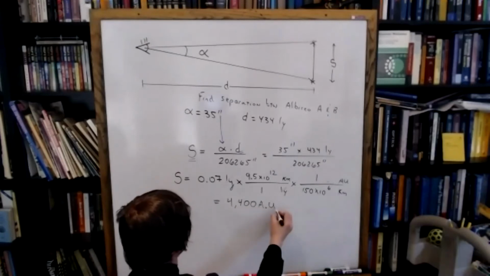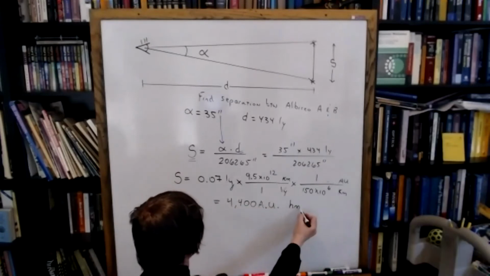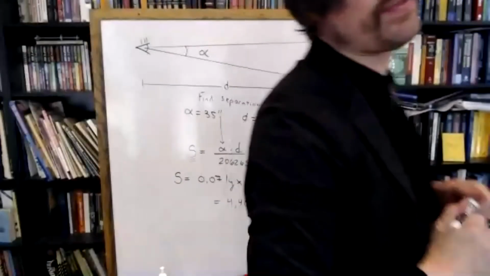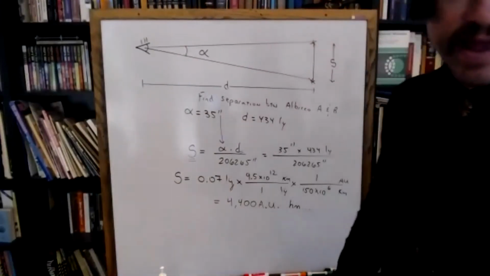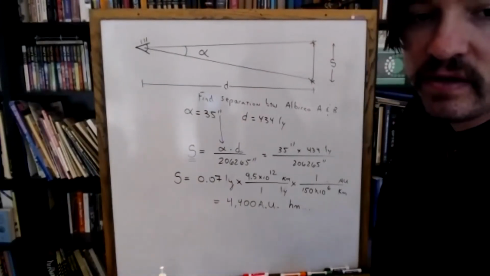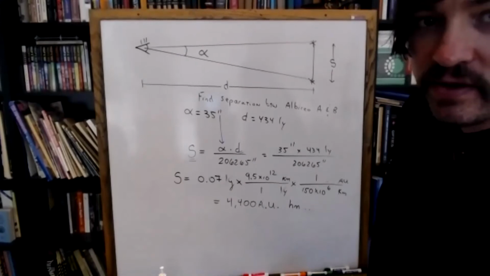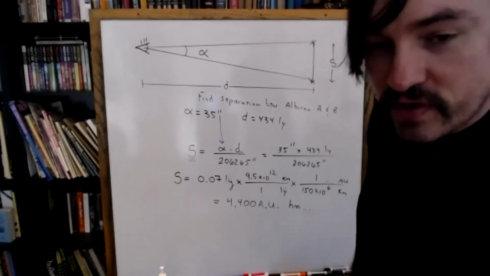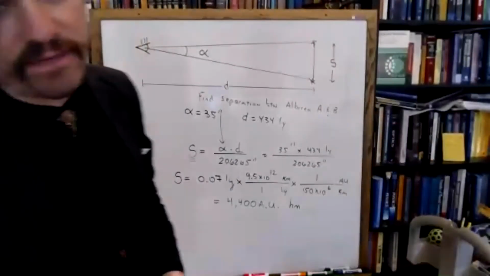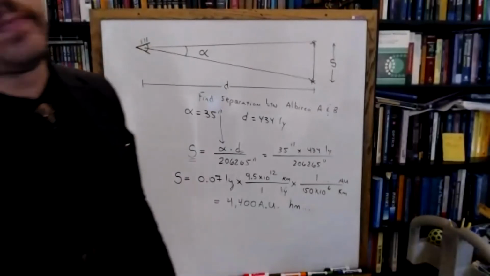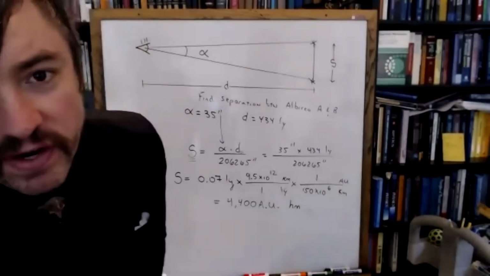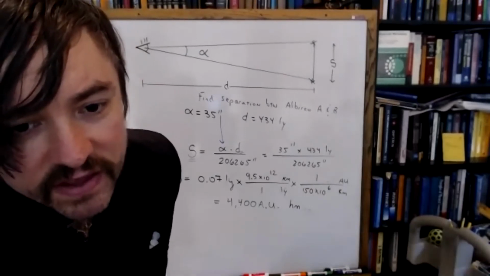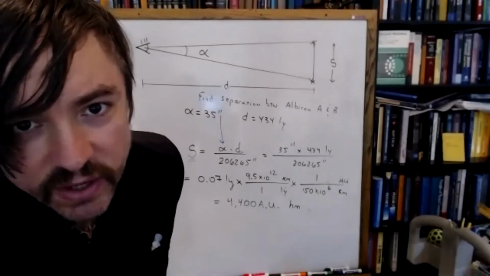What do you think, students? Does 4,000 astronomical units suggest that Albireo A and B are a true binary? Or are they just too far away? The first time I did this calculation, Lucas, I thought 4,000 AU meant they were too far away. But over time, I've started to think about things. In particular, I started to think about the reservoir of comets surrounding our solar system known as the Oort cloud.